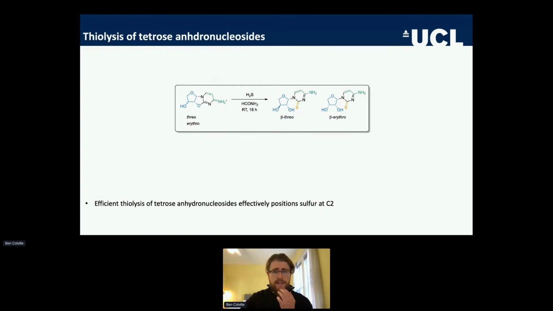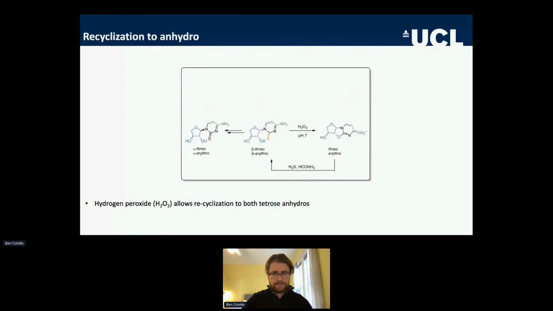So with these anhydronucleosides in hand, we next looked at their thiolysis, because as we've seen, positioning sulfur selectively at the C2 position of these nucleobases can confer a great increase in their photochemistry. This thiolysis proceeds in upwards of 75% yield overnight, just at room temperature, to give us both of these beta-oriented tetroses, the threo and the erythro. And so we have the right compound, we just have it in the wrong conformation.